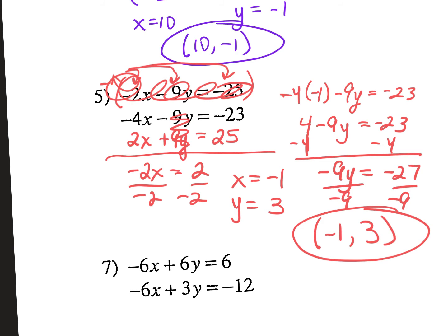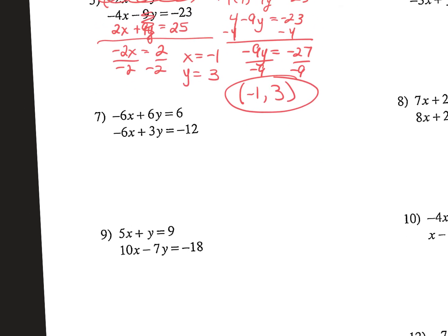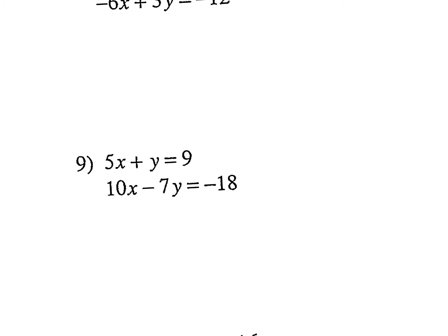Questions? Everybody all right? All right, let's go to something like number 9. Is this already set up super easy that I can just cross out an x or a y? No. Do I have coefficients that are similar that I could multiply by something to get something to cancel out? If I wanted to cancel out the x's, what would I multiply one of the equations by? Negative 2. If I wanted to cancel out a y, what would I multiply both the equations by? Positive 7. Either way you want to do it, it doesn't matter.